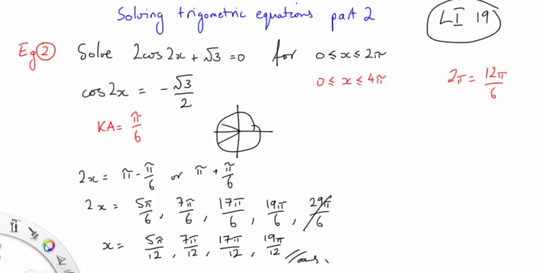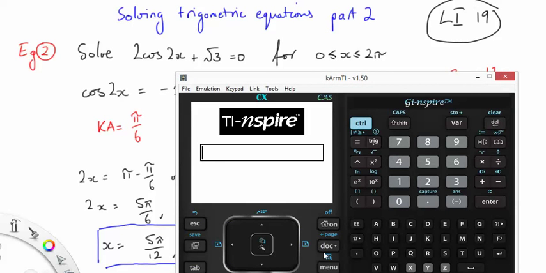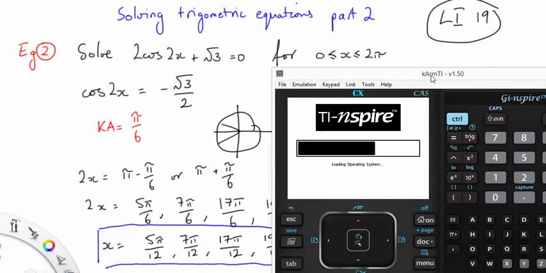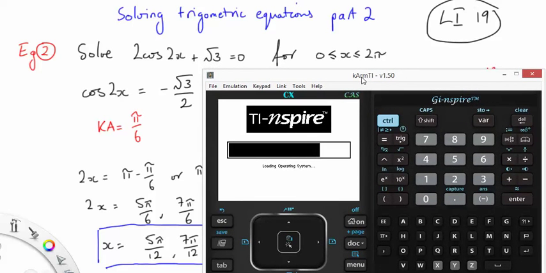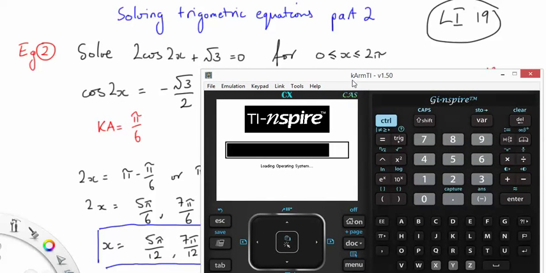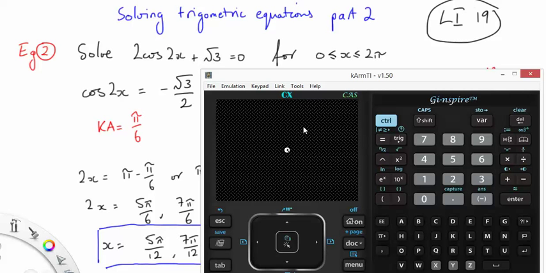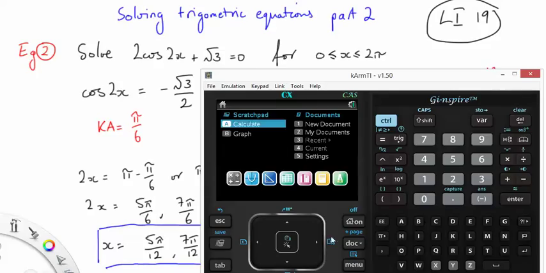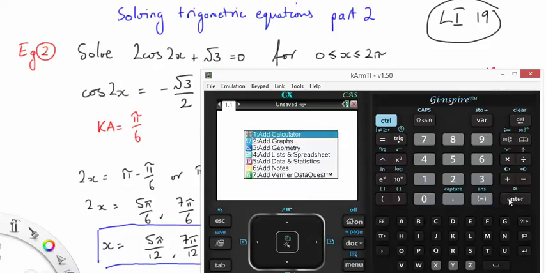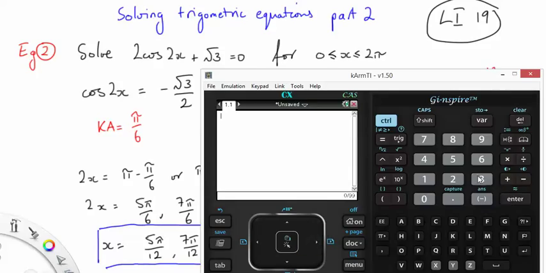That's all well and good, but why should you believe me that that's the answer? I'm going to show you how to check it on your CAS, and we're going to use the zeros function. I really like the zeros function for trig values because it's a bit neater. You could use the solve function, but you have to scroll across and it's not as nice. I'll show you what I mean. Let's make a new document. Let's add a calculator.